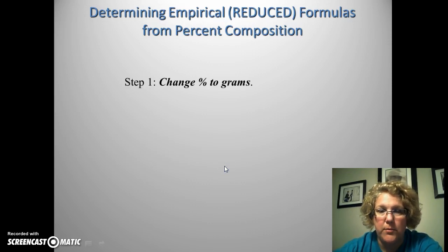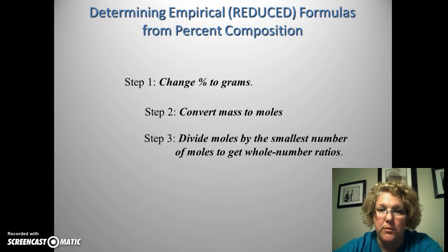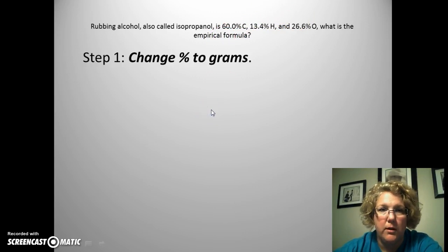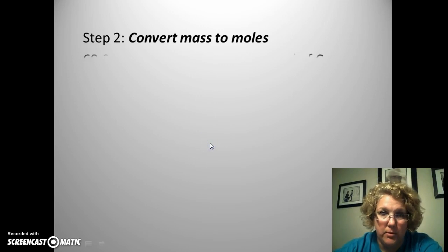So let's say you're given percent composition and you're asked to figure out the empirical formula. Well, you take the percent, call it grams, then convert that mass to moles, and then divide by the smallest number of moles. The whole point of a chemical formula is it gives you the ratio of moles in that compound. So you have to convert the grams to moles and then divide by the smallest number to get the ratio. So here's an example of rubbing alcohol, or isopropanol. Here's the percent composition. What's the empirical formula? Well, take the percent and simply call it grams. Then convert the grams to moles.